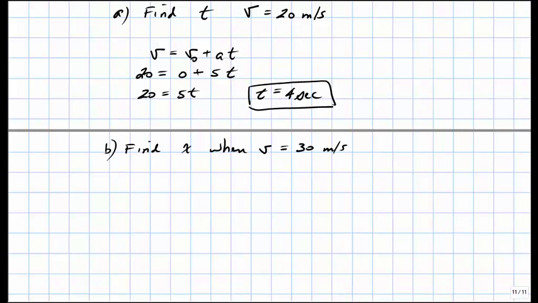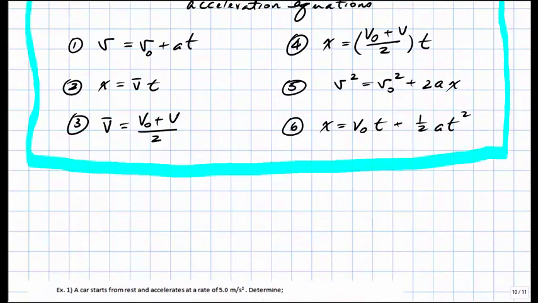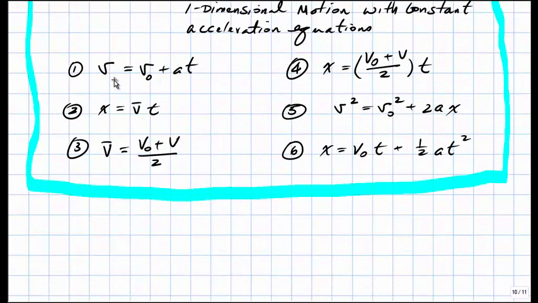In fact, let's write those out. We still know that the acceleration equals 5 meters per second squared, and we still know that the initial velocity equals 0. So with that, let's find an equation for x. Now, the first equation does not contain an x. The second equation contains an x, but do we know this thing right here, which is average velocity? The answer is no. We know initial velocity, we know final velocity, we don't know the average.